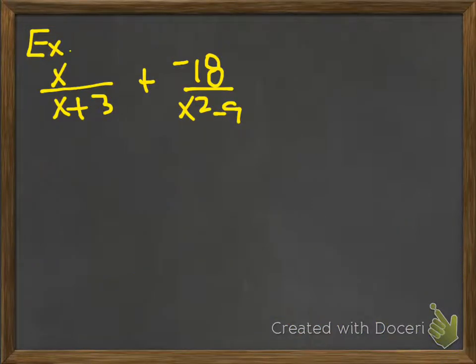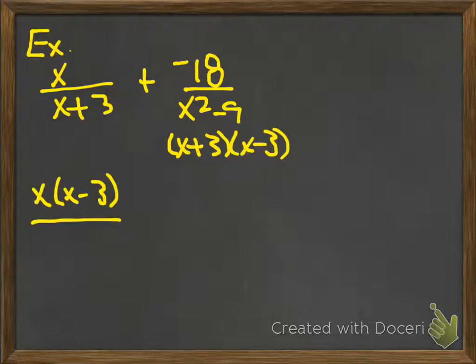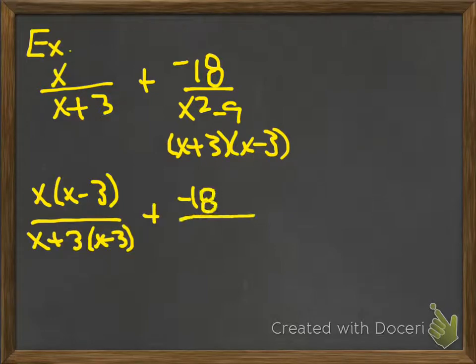Let's do another example of that. x over x plus 3 plus -18 over x squared minus 9. There's nothing I can do with the x plus 3, so I'm going to factor the x squared minus 9. So you're looking for ones that can be factored, and generally the ones with squares are the ones that can be factored. And again, this is a difference of two squares, so that's x plus 3, x minus 3. And then since this first one is missing an x minus 3, I need to multiply both top and bottom by x minus 3, over -18 over x plus 3 x minus 3.